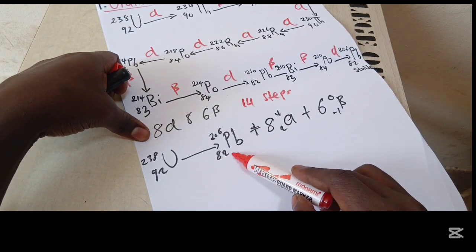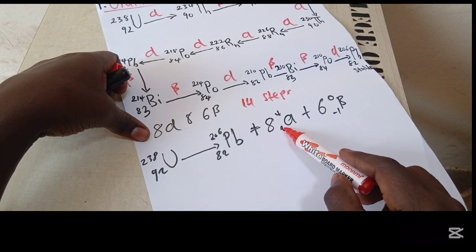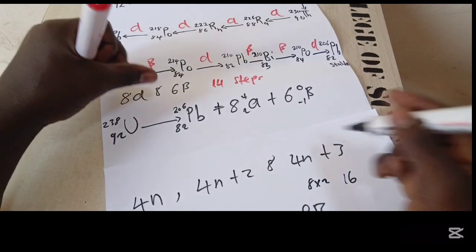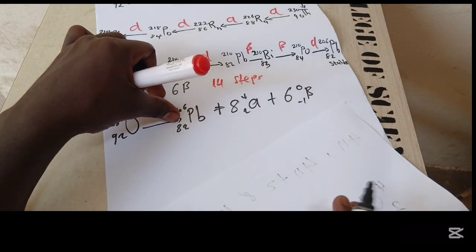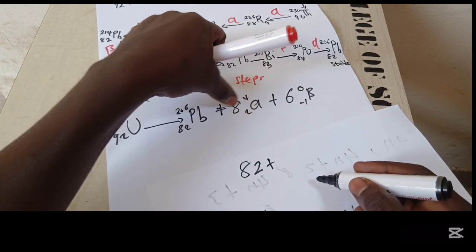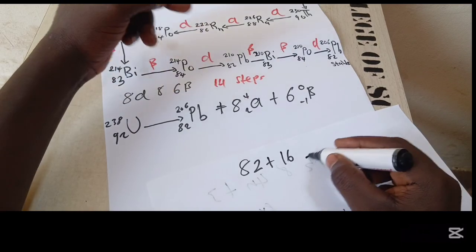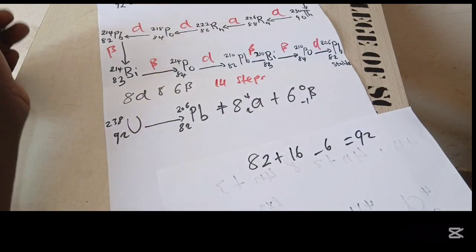And for the atomic numbers too, we have 82 plus 2 here, which is 84, and then we have 82 here. So 82 plus 8 by 2, which gives us 16, plus 6 by minus 1, which is minus 6. And this is going to give us 92. So the atomic number is also balanced.